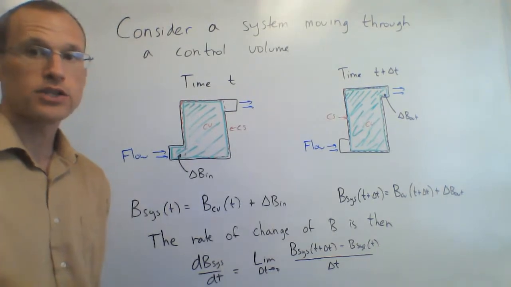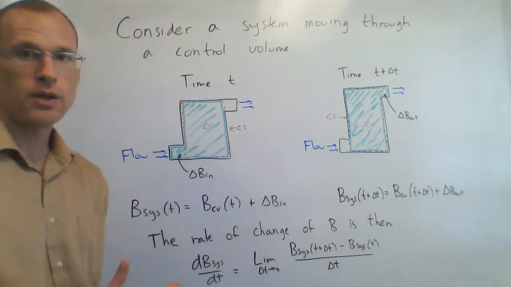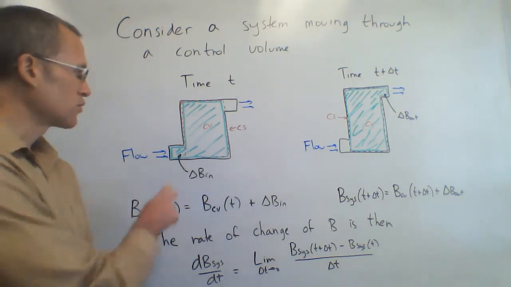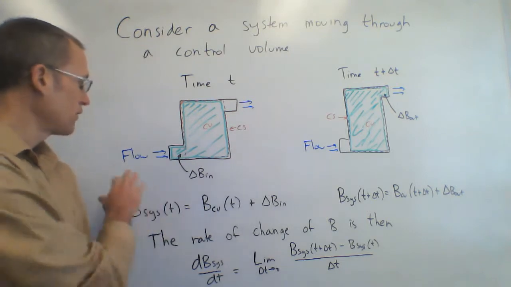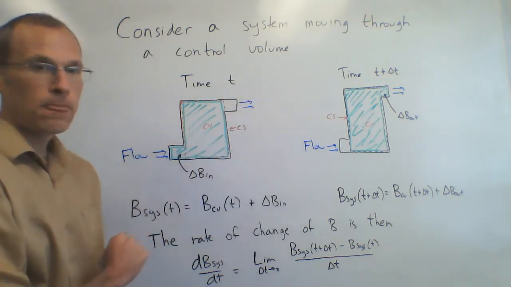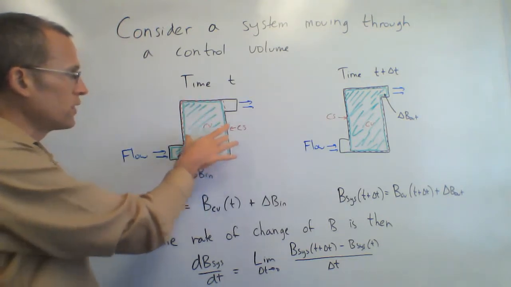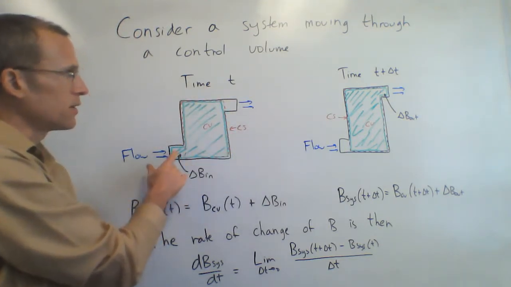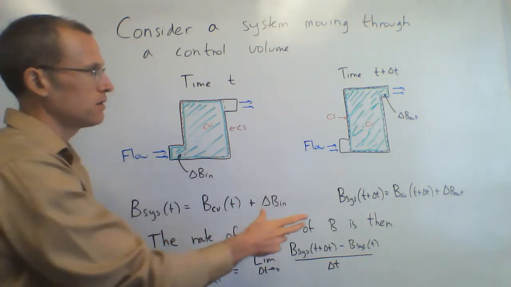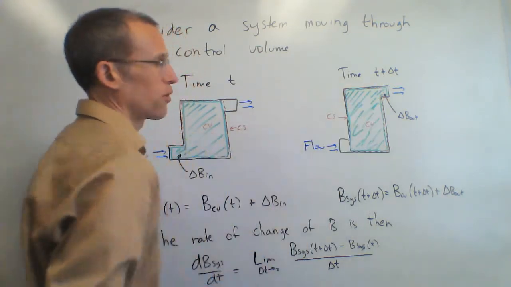So now I want to consider a certain system moving through a control volume, such as the one I've drawn here. So I have some sort of tank with some pipes going in and out, flow coming in, flow going out. My system is this green fluid. So at time t, the green fluid is this entire rectangular section, and this guy down here. At time t plus delta t, it's the entire rectangular section, and that part up there.